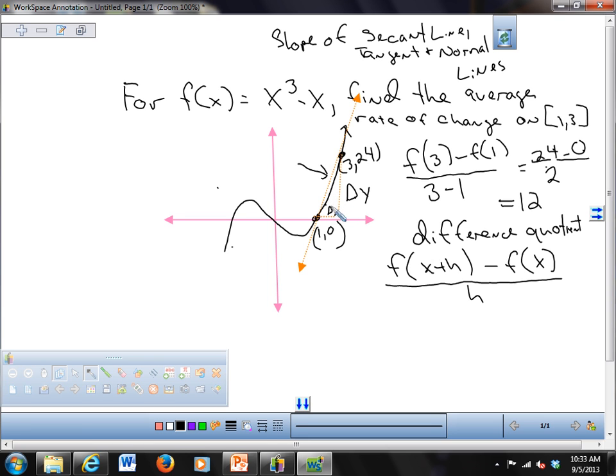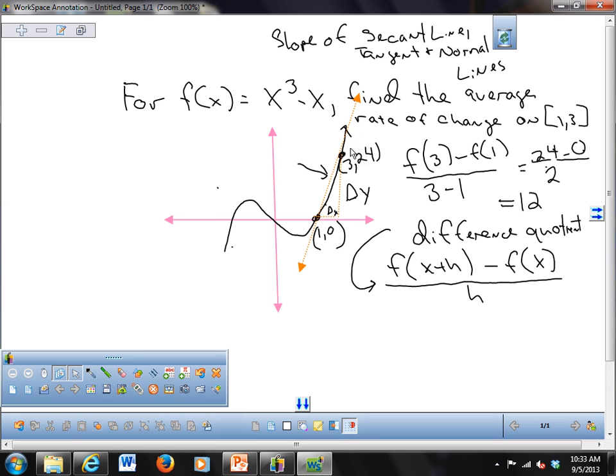Okay? Now, this is the basic formula for the difference quotient: f of x plus h minus f of x over h. It's also the basic formula for the average rate of change. It's also the basic formula for the slope of the secant line. Okay? Now, unfortunately, you don't always want to find the average rate of change. You want to find the exact rate of change.